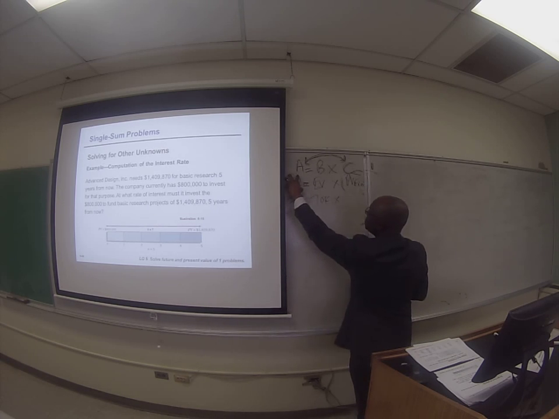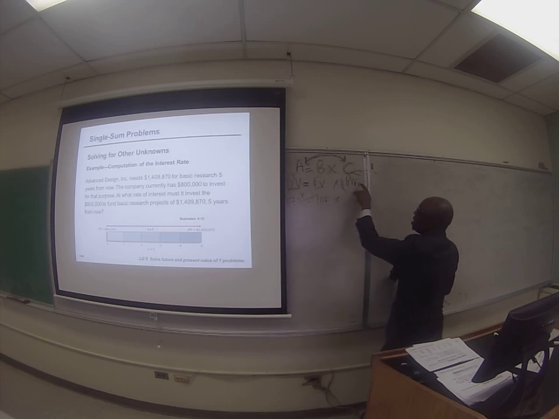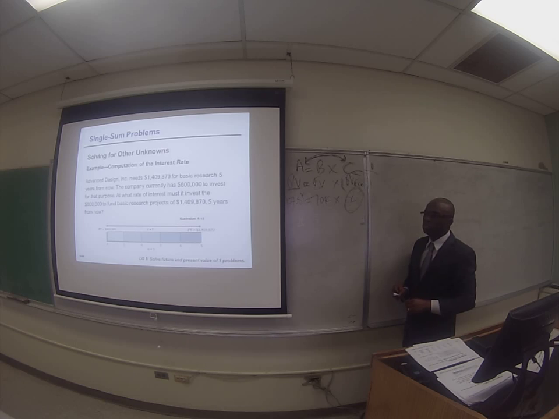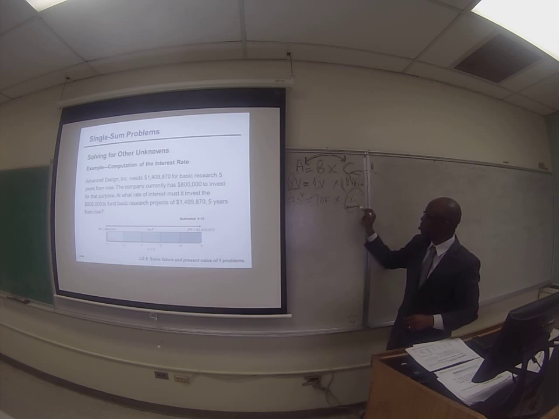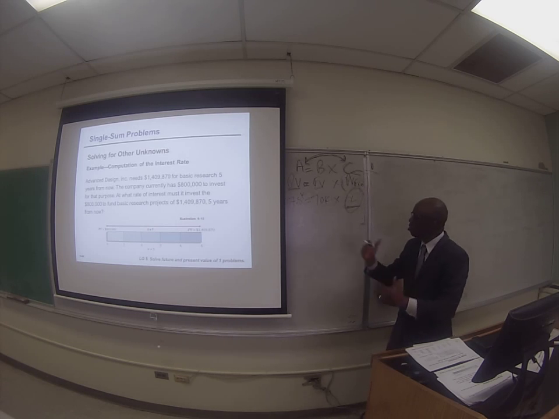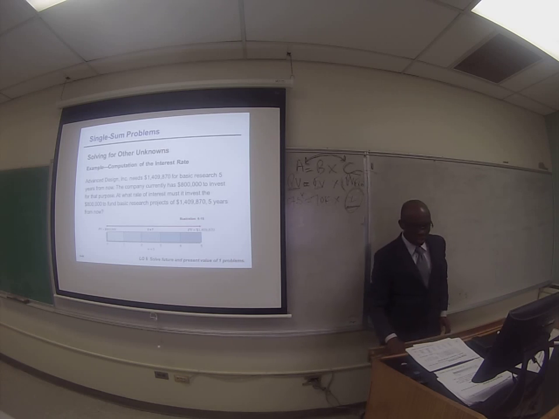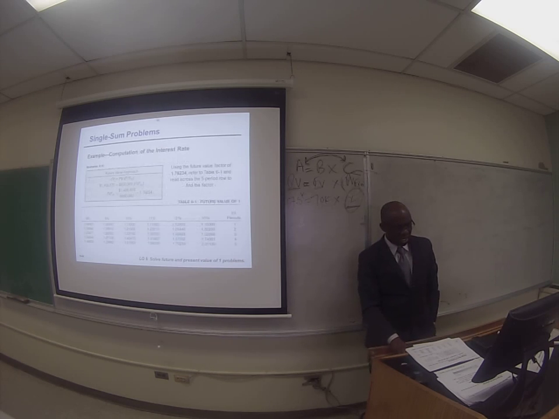A is given, B is given. If interest rate is missing, then C is unknown. So we work out, we solve for H, and we determine the interest factor, be it present value or future value. We look at the table to determine the interest rate. So that is what they did here. Take a look at this.